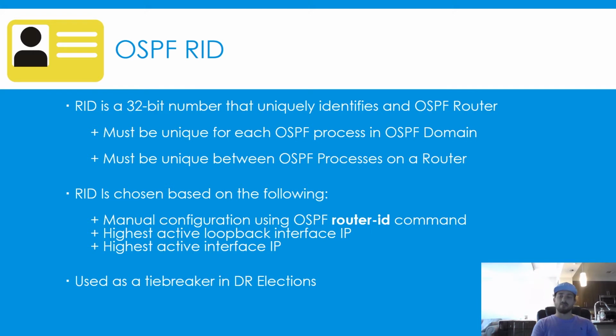The router ID is chosen in one of three ways. You can manually configure it using the router ID command under an OSPF process, but if you don't manually configure the router ID, it will be chosen first based on the highest active loopback IP. If there are no loopbacks, it will use the highest active interface IP that you have configured. The router ID is used as a tiebreaker in the designated router and backup designated router elections, but we will cover that in more detail when we explain the DR and the BDR in the next video lesson.